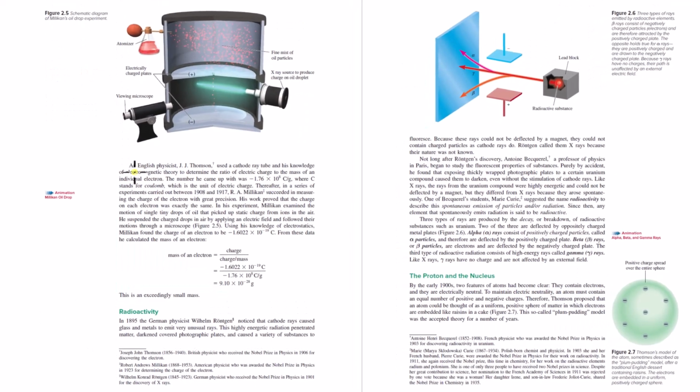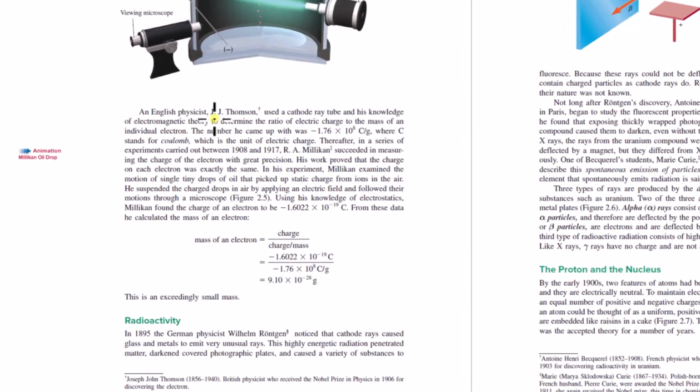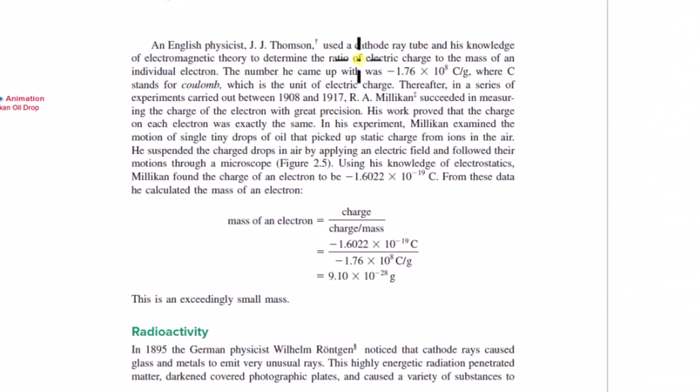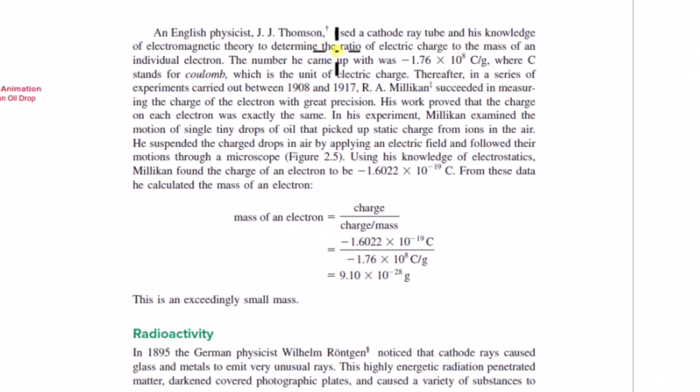An English physicist, J.J. Thomson, used a cathode ray tube and his knowledge of electromagnetic theory to determine the ratio of electric charge to the mass of an individual electron. The number he came up with was minus 1.76 times 10 to the 8th coulombs per gram.